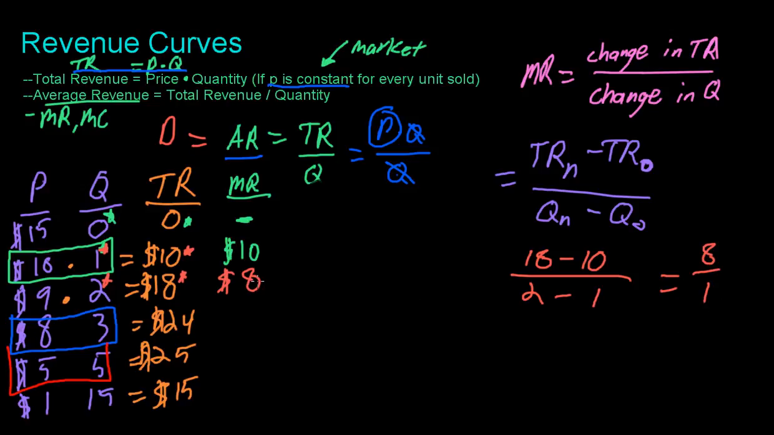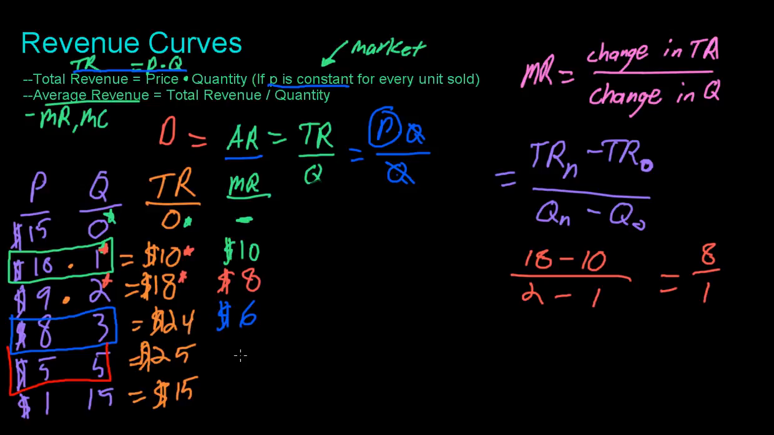Another way of doing it is that I just saw that we were going up by only 1 unit of quantity, so I just subtracted 10 from 18. Okay, so the next one, you should be getting the hang of it at this point. If we decide to sell 3 hamburgers for $8, our total revenue then will be 24, and our marginal revenue will be 24 minus 18, which is $6.